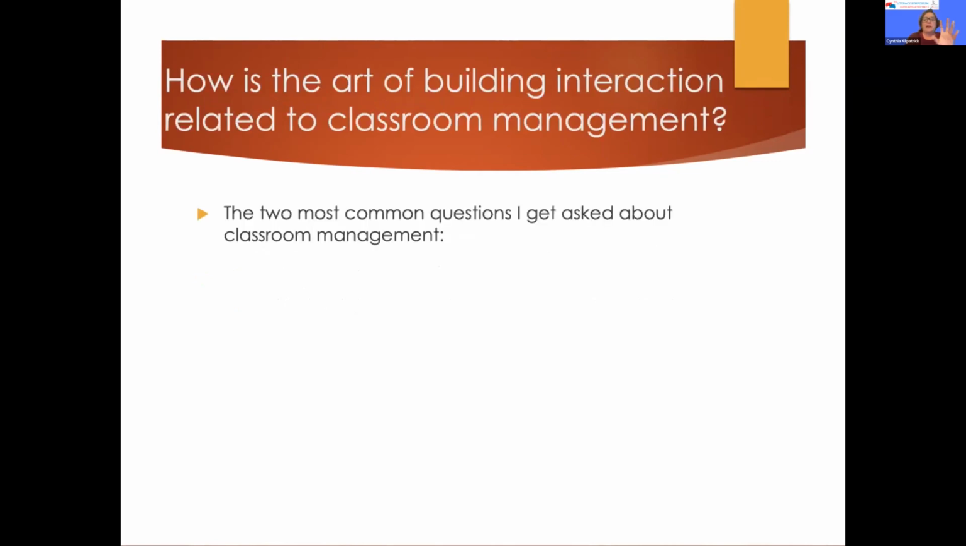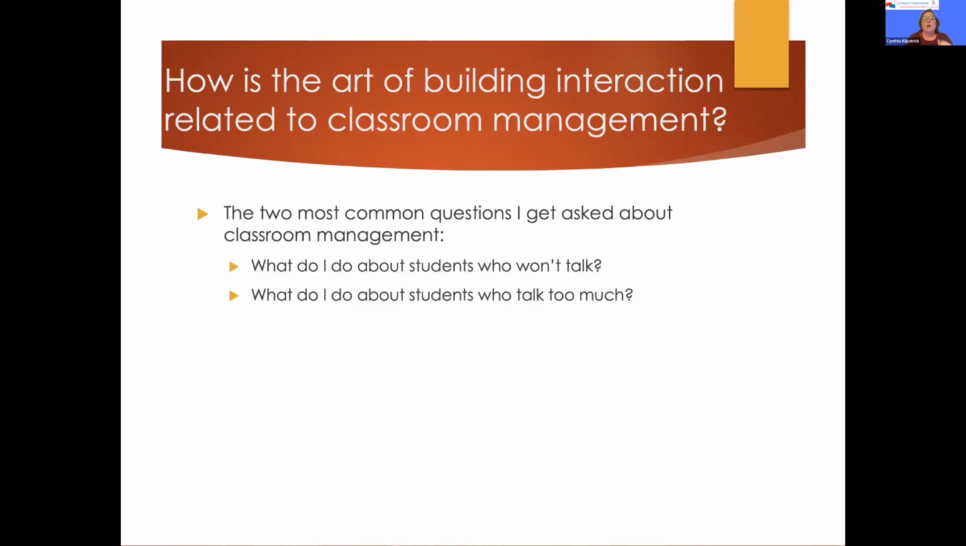Sorry, that is totally wrong at the top. The two most common questions I get asked about interaction and engagement, I do not know why that says classroom management, I'm so sorry, are: what do I do about students who won't talk, and what do I do about students who talk too much? We all have had that student, if we've been in a classroom very long, who answers every question and will not stop talking. And we've probably also had that student who won't answer any questions unless we call on them directly, and even then they still might not answer.